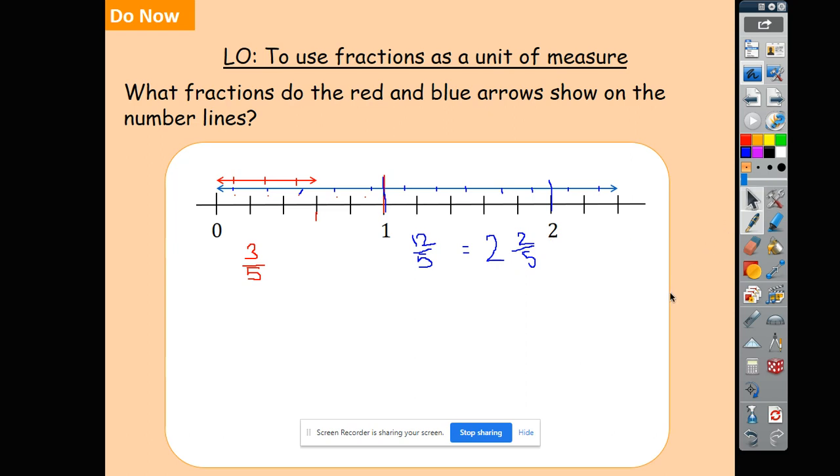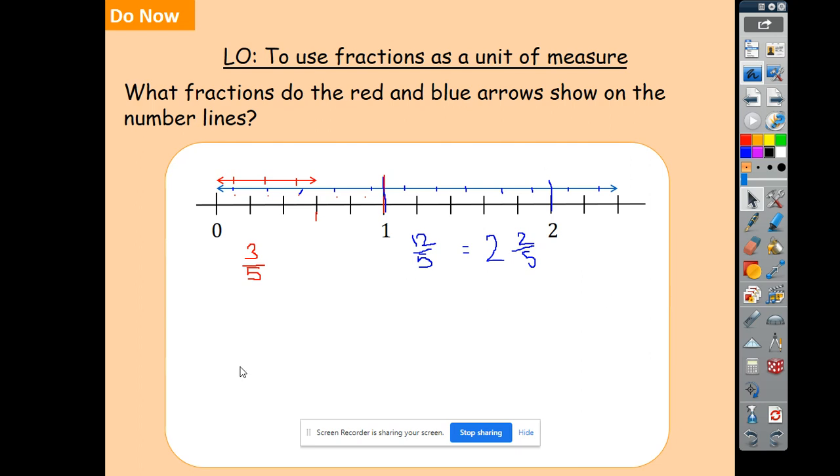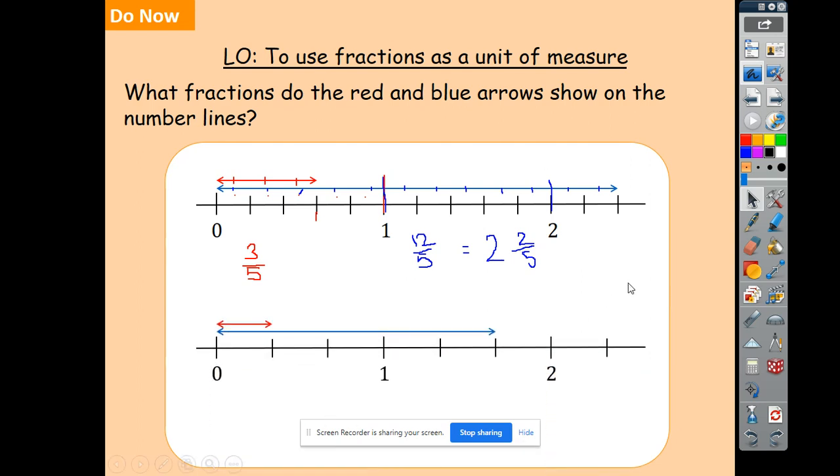Okay, I've got one for you to try. So on the screen, it's one for you to have a go at. So pause the video, have a try, and then play the video and see if you've got it right.